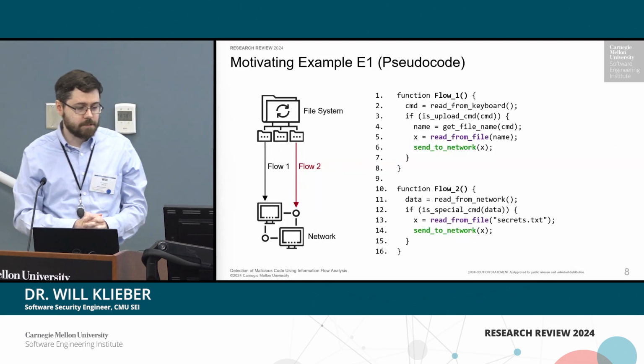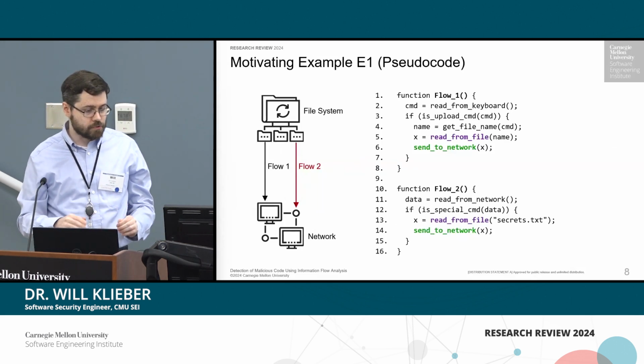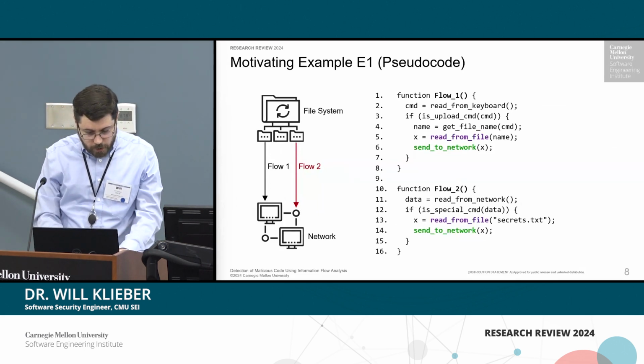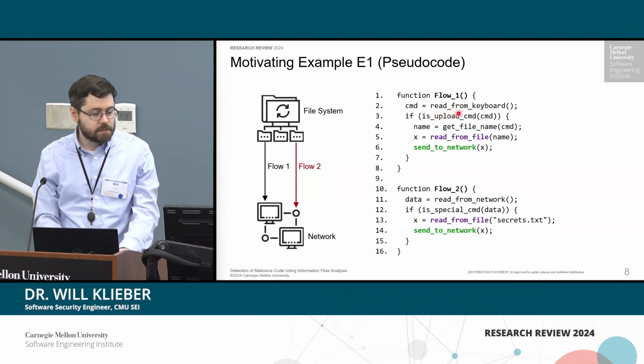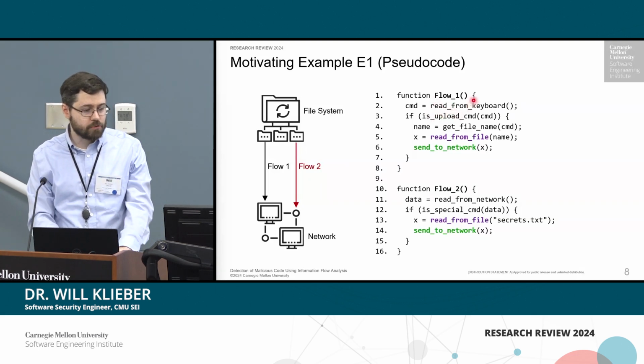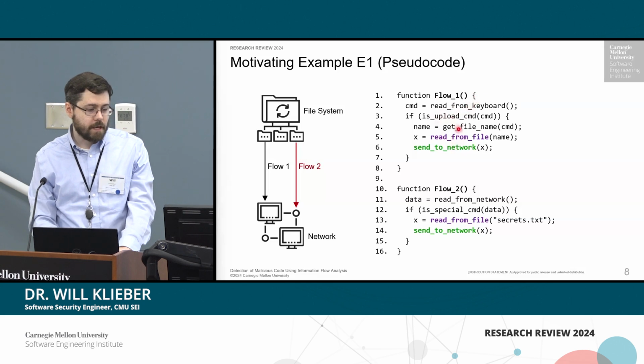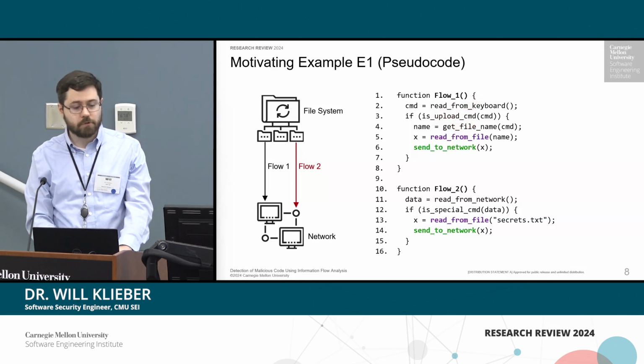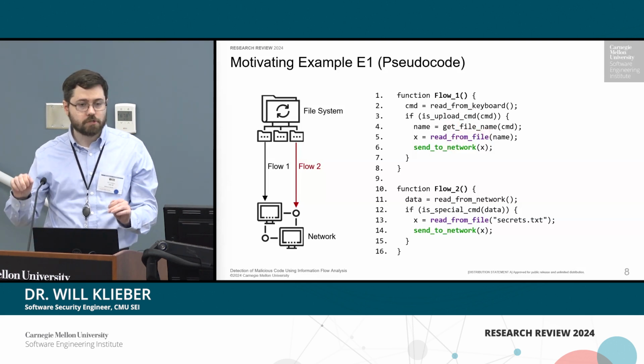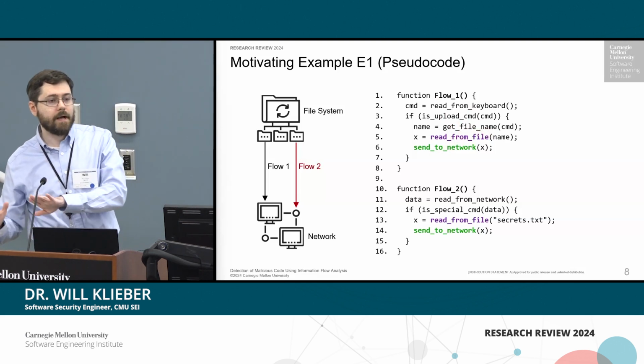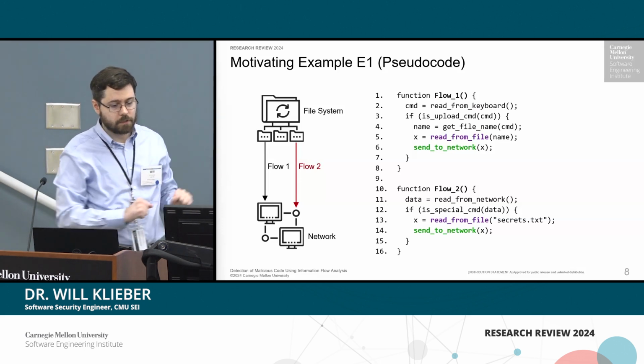So here's a simple example. Here we have two flows. In flow 1, we read a command from the keyboard. The local user types in a command. If the user entered a command to upload a file, then we grab the file name from the command, read the contents of that file, and then send the contents over the network.